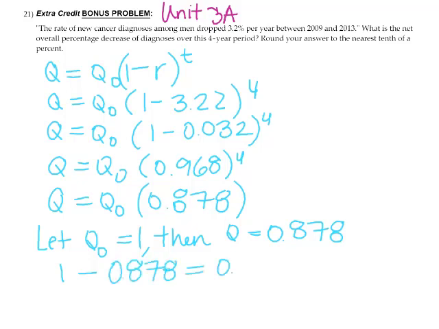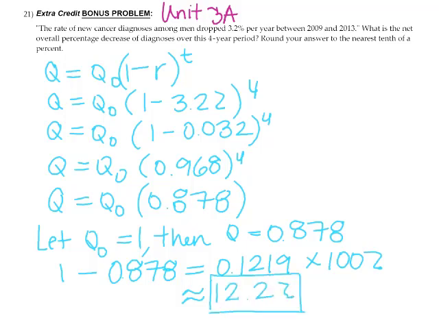And we're going to get 0.1219. We're going to multiply that by 100%. And we're going to round to the nearest tenth of a percent. So we'll get approximately 12.2%. Therefore, the net overall percentage decrease diagnoses over this 4-year period is 12.2%. So it's 12.2% less than the original value. And that is the solution to problem 21.